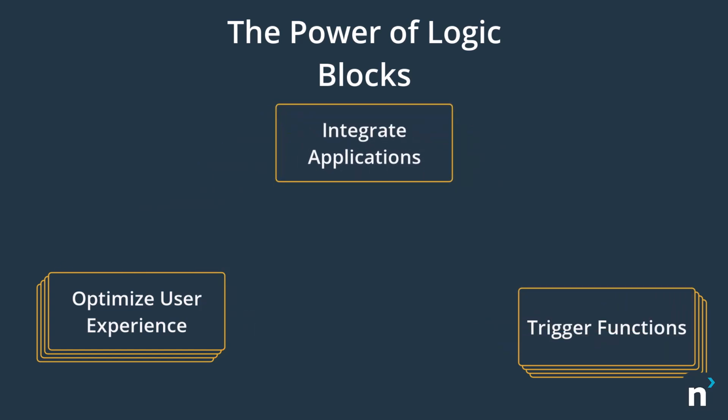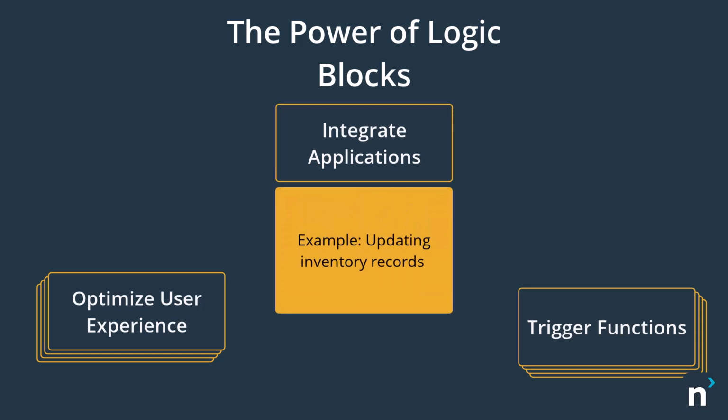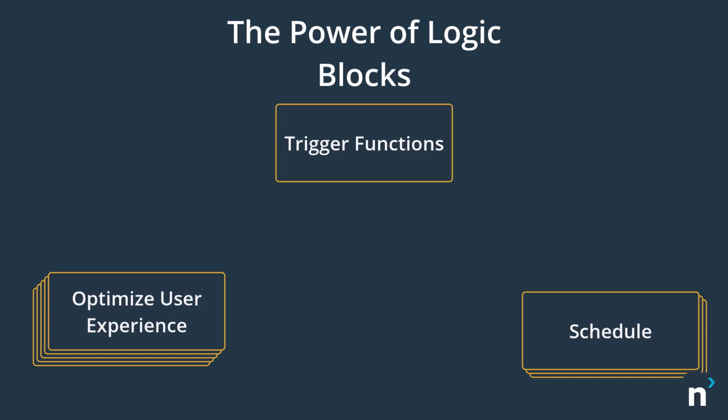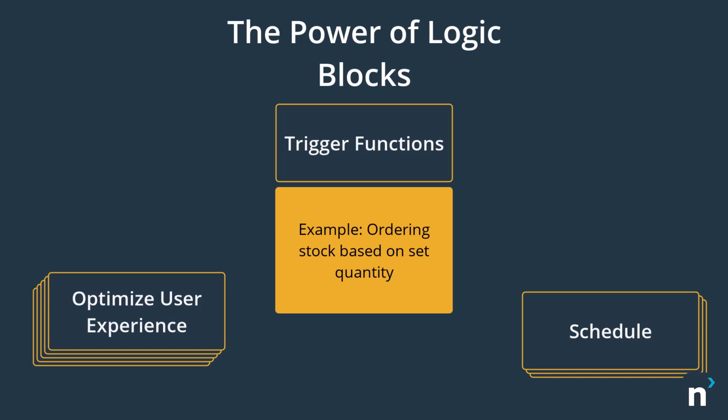Integrating applications by fetching values from one record and inserting them into another table's record, such as updating inventory records based on fields entered into the procurement application. Triggering specific functions or processes when certain conditions are met. For example, ordering additional stock when supply reaches a set quantity for each product.